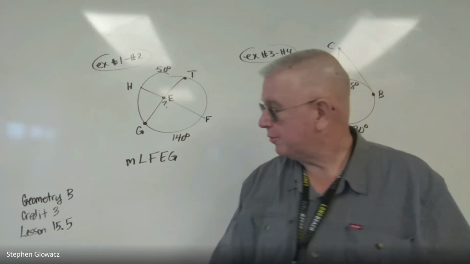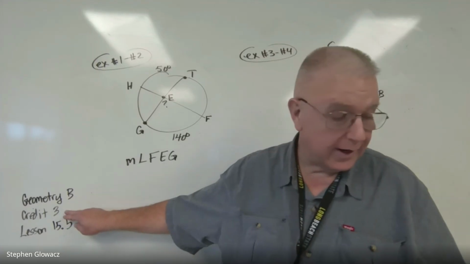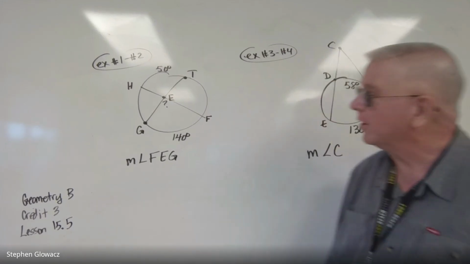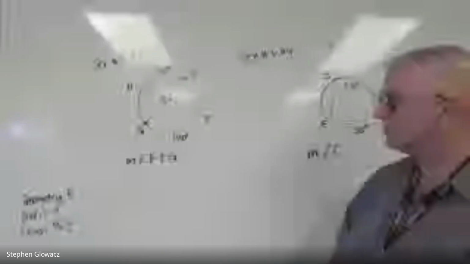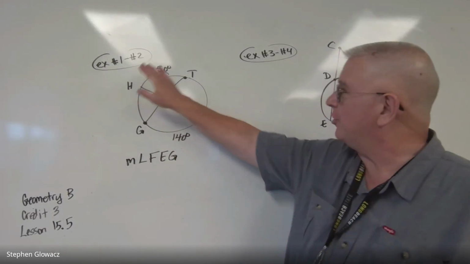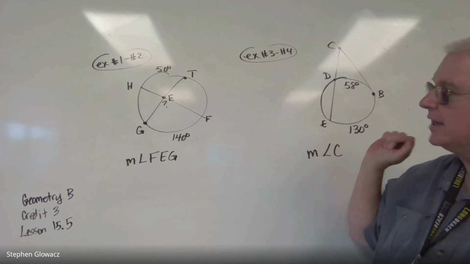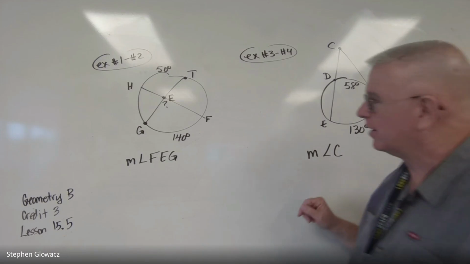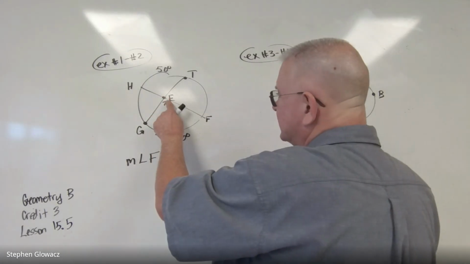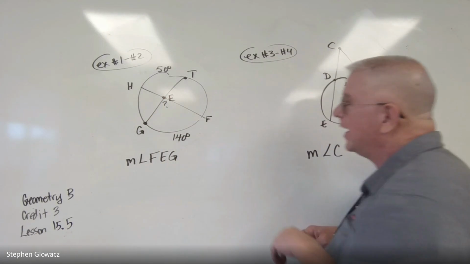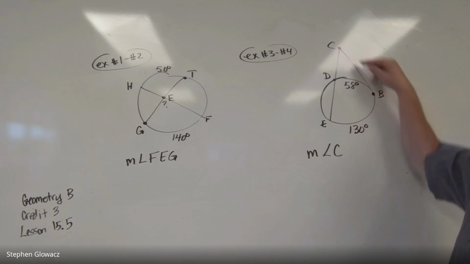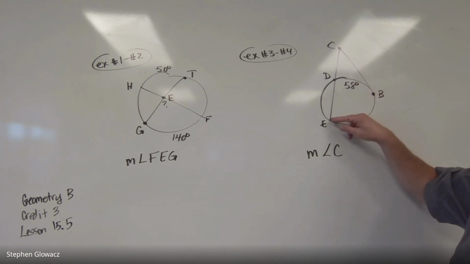These are the examples for Geometry B, Credit 3, Lesson 15.5. In Lesson 15.5, we're going to be finding the measures of missing angles. What's different between problems 1 and 2 and problems 3 and 4 is whether the segments, here and here, intersect inside the circle or, as we're going to see with the example for problems 3 and 4, whether they intersect outside the circle.